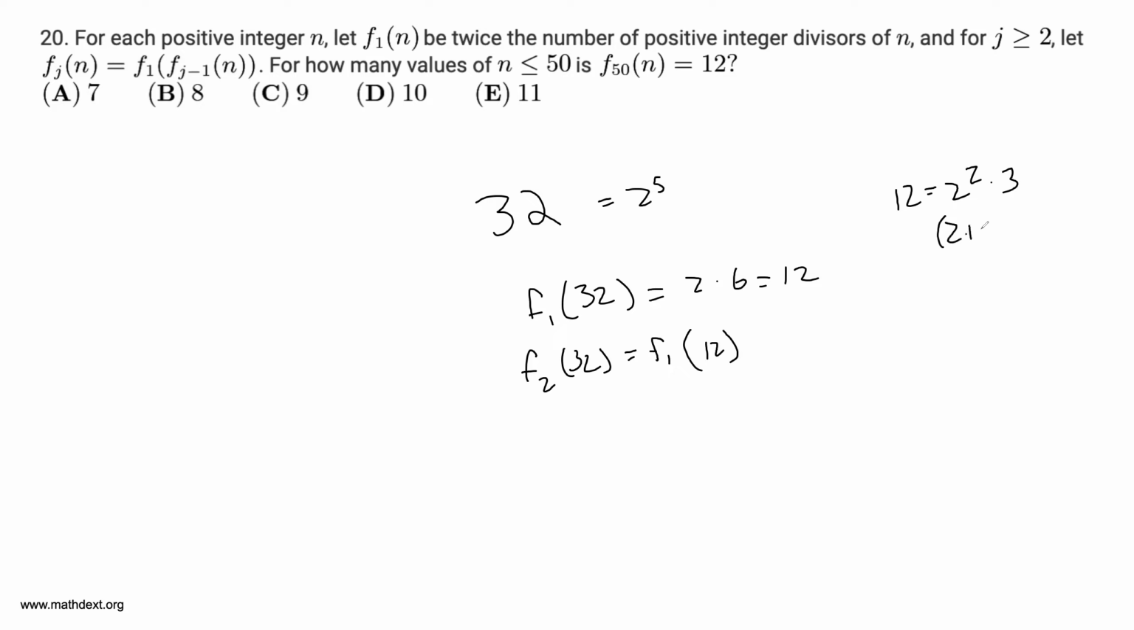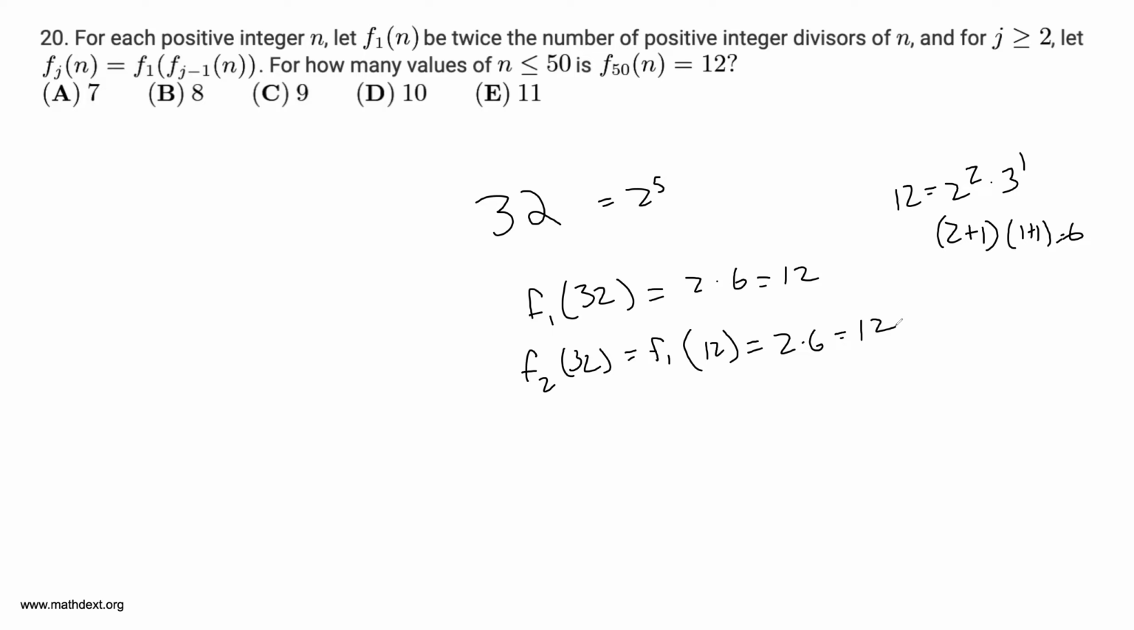Well, the formula for the number of factors is each of the powers of the primes plus 1, all multiplied together. This is 3 times 2, which is 6. So f1 of 12 is equal to 2 times the number of factors of 12, which is 12. Oh, that's really nice. If f of anything of n is equal to 12, and you keep applying f, you'll still end up with 12 no matter what. Even if f3 of n was 12, f50 of n would be 12, because if you apply f 47 more times to f3 of n, you still get 12, since f1 of 12 is 12, 47 times.